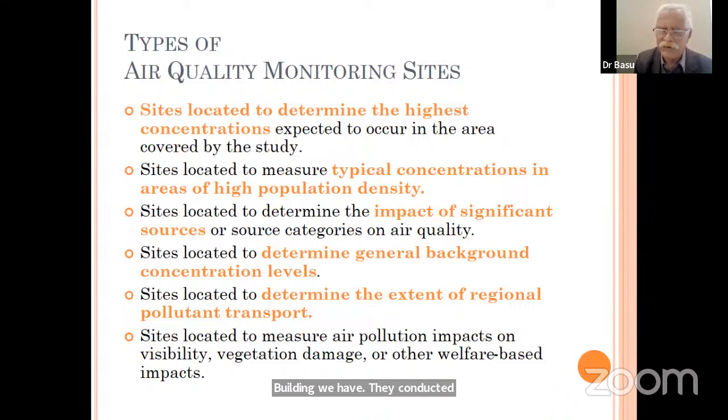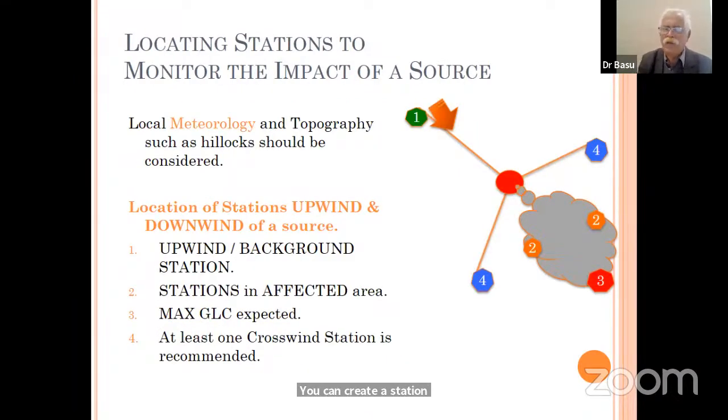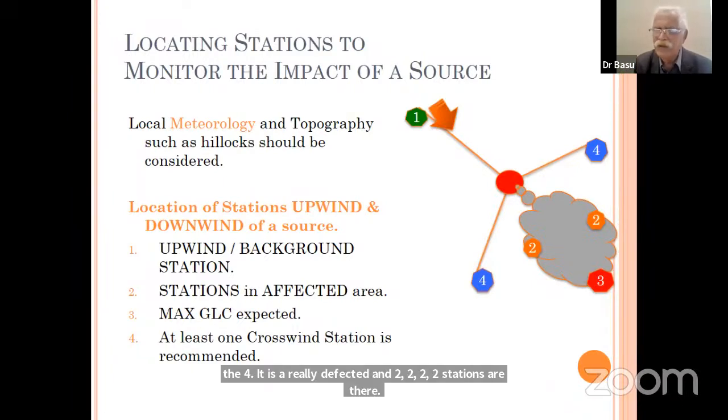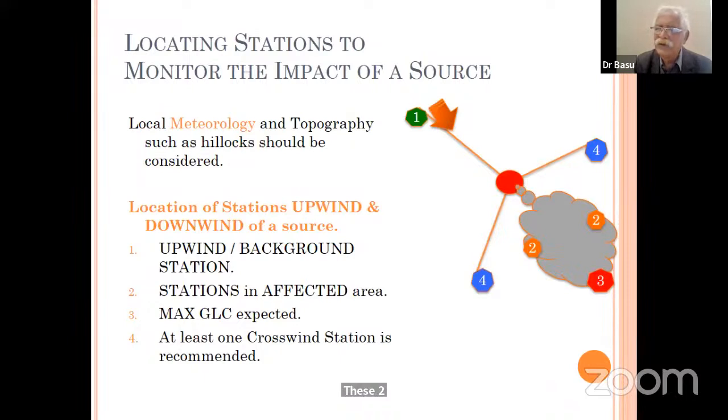You can create a station in your area. So now, from here, one is the baseline. And here, the red spot is the source. Now, three is the maximum concentration. And four is the least affected. And two stations are there. These two stations are affected, but not so much, and four is least affected. So this is the way we design the air quality monitoring, where I should keep the instrument.